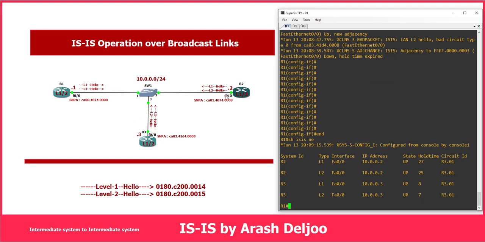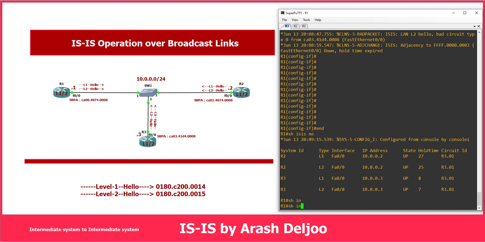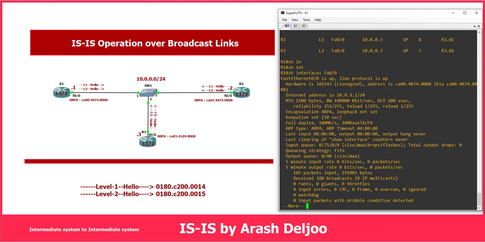You know that in this scenario, we will have one DIS for every level. Because I didn't configure the priority, the highest SNPA or the highest MAC address should become the DIS, and I wrote the MAC address of the interface of these routers here. Let me show you, for example, in R1, show interface FastEthernet 0/0. This is the MAC address, or SNPA address, of the FastEthernet 0/0 of R1. As you can see, this is exactly the same as my writing here.